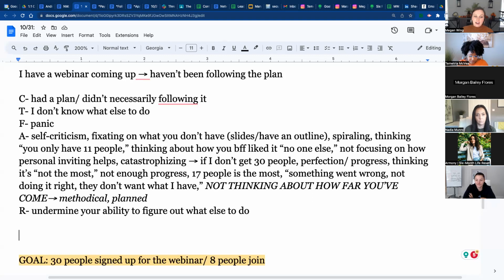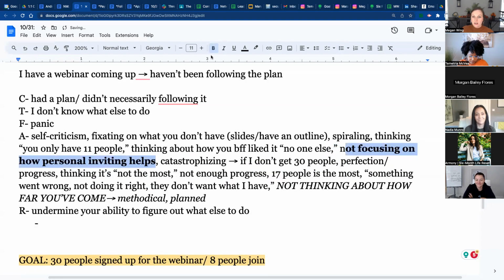So when you're thinking about undermining your ability to figure out what else to do, I guarantee that there are plenty of humans who want to be merry and light throughout the holidays. We just might need to get a little more creative. We might need to talk to people. If talking to people worked, if this was helpful, why are we not doing more of this? That would be good. How many of the 11 signed up because you talked to them?